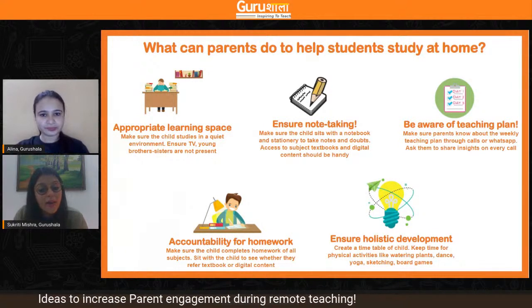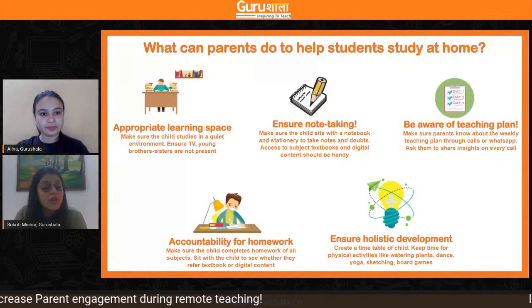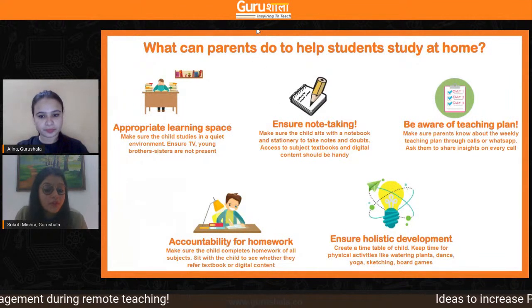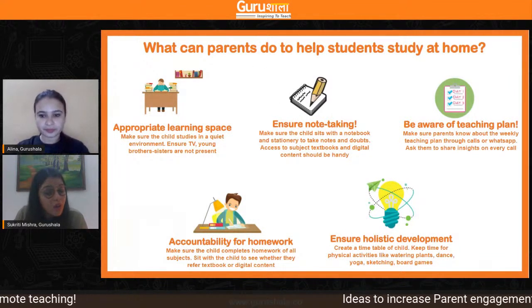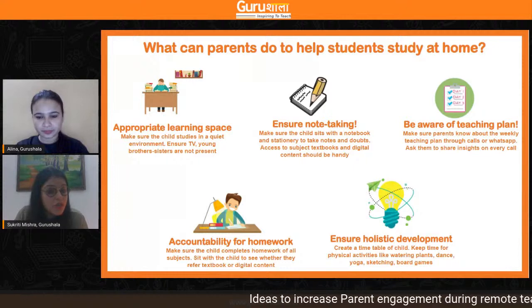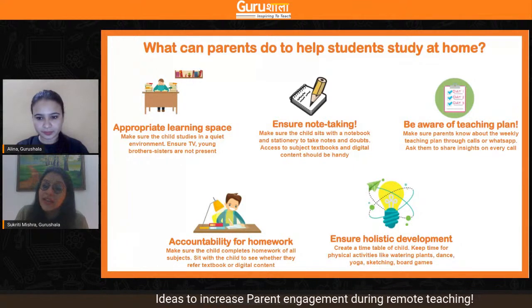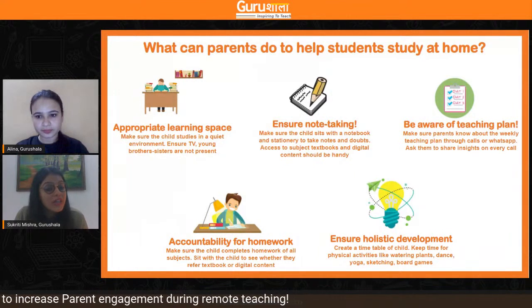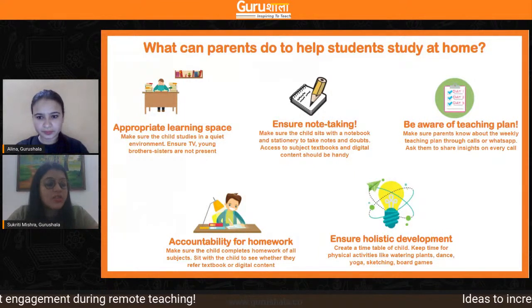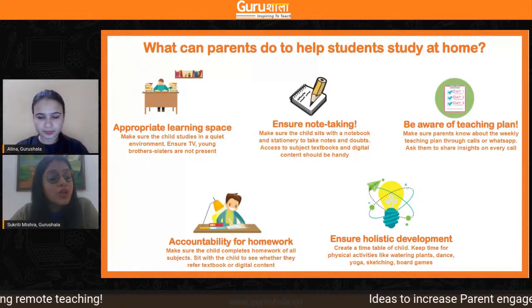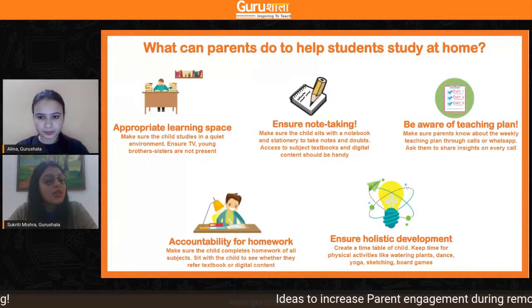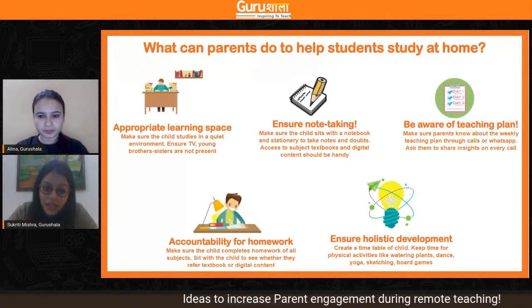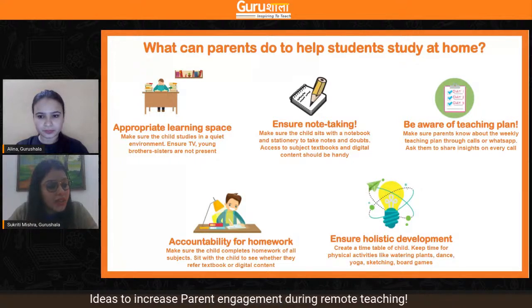And finally, coming to the last step, Alina, it is to ensure holistic development of the child. A lot of our teachers were also sharing with us during the activity that it is important that parents create a proper study time for their students. They can create a timetable for their children, to ensure that the student is having a balanced engagement with learning, because too much of anything is not good.